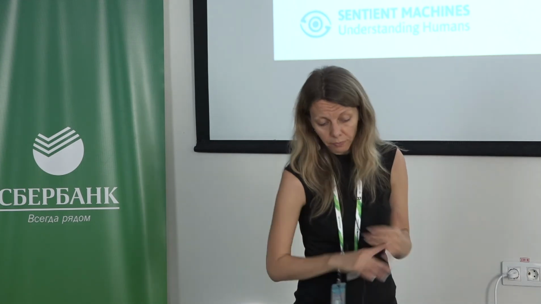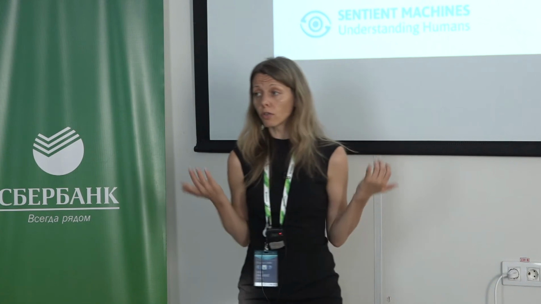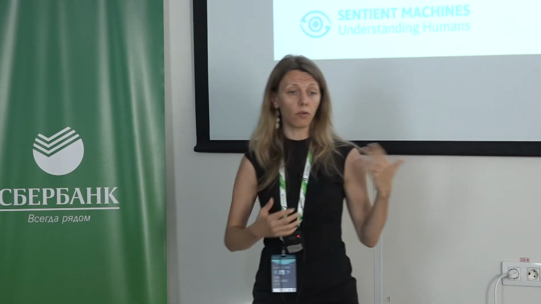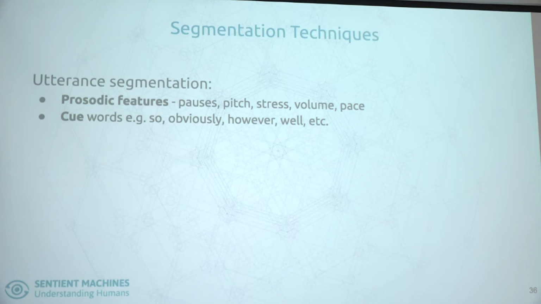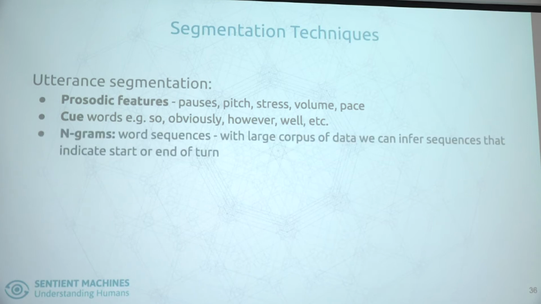Another common approach is cues. I already mentioned however, and now, obviously, and so on. These are often very useful. And of course, n-grams, which are just word sequences. When we have a lot of data, we can infer what n-grams are usually at the beginning of an utterance and what n-grams are at the end. The challenge here is to have a corpus that is annotated so that you could spot this, because again, it's very hard to define what an utterance is.